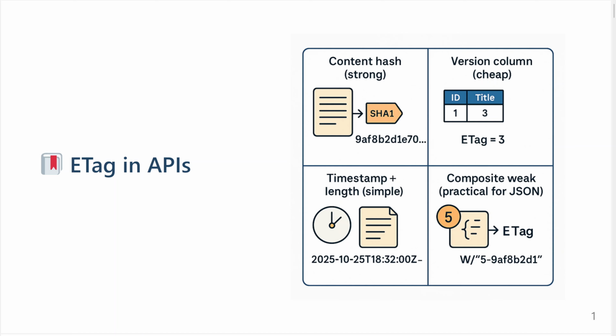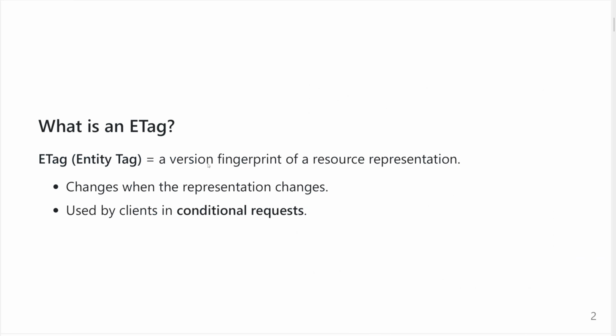I'm José Cruz, I'm an enterprise architect, and today I'll be talking about ETags in APIs. Let's see what it is. What is an ETag? An ETag is a version fingerprint of a resource representation.